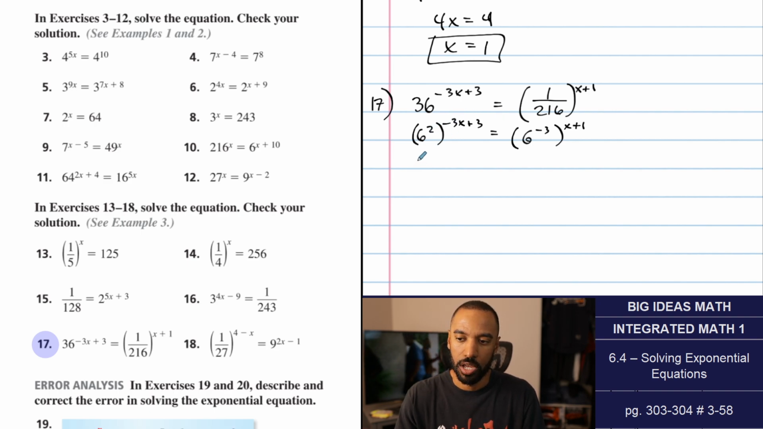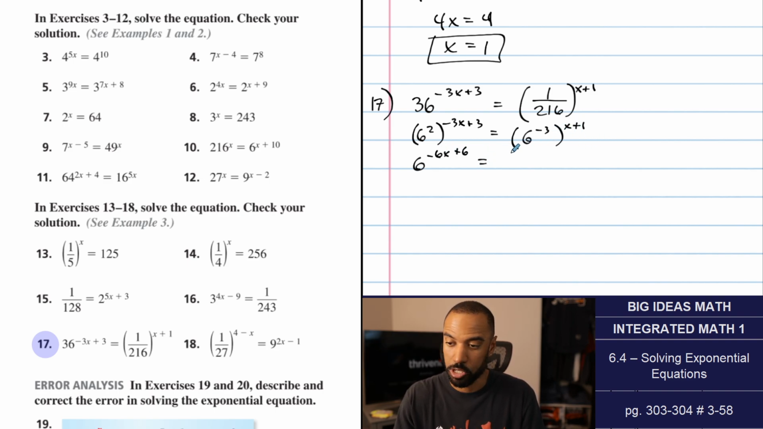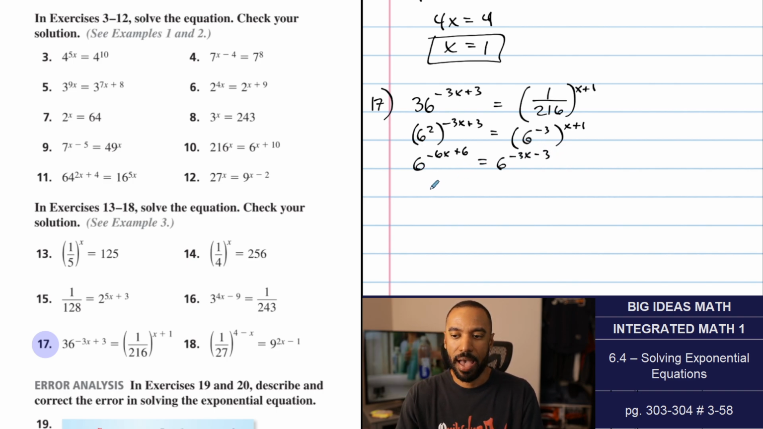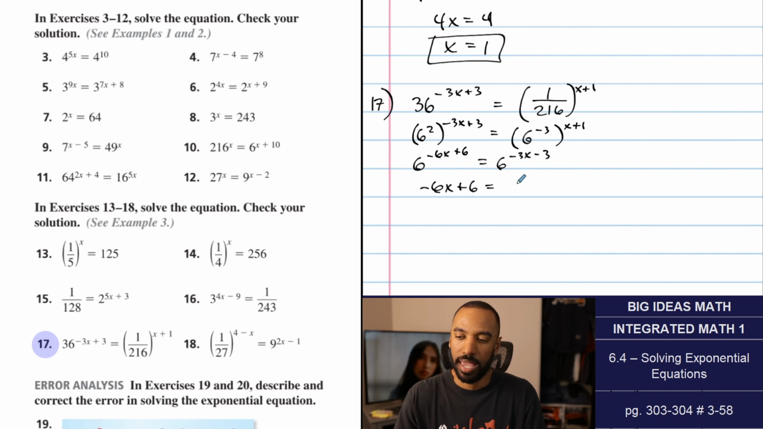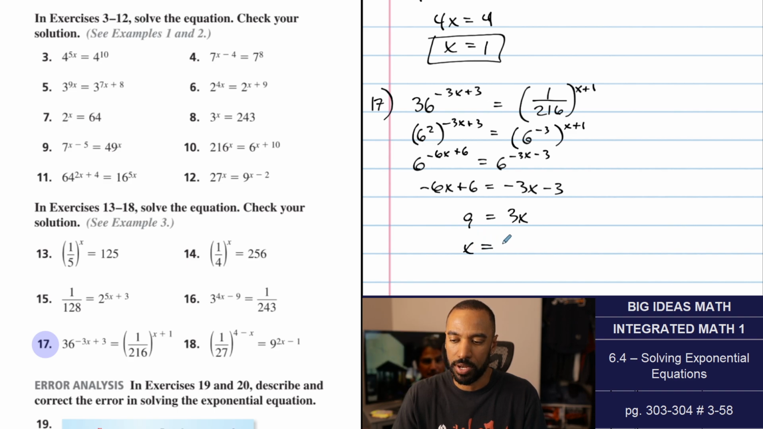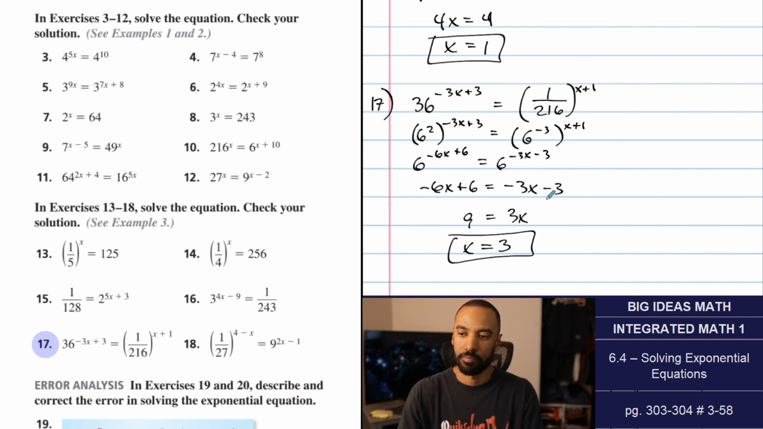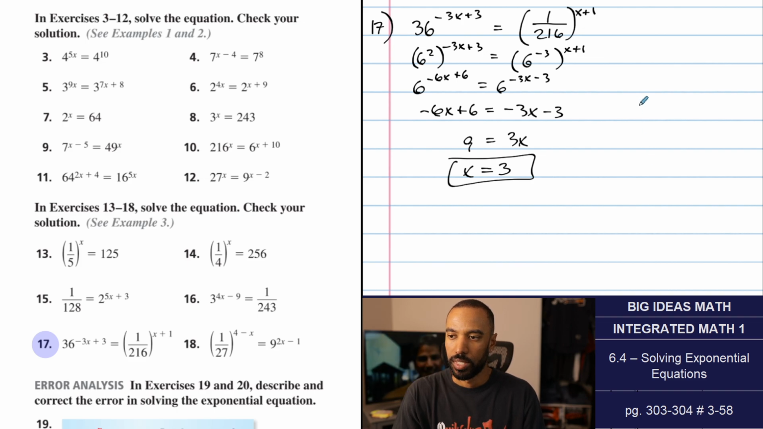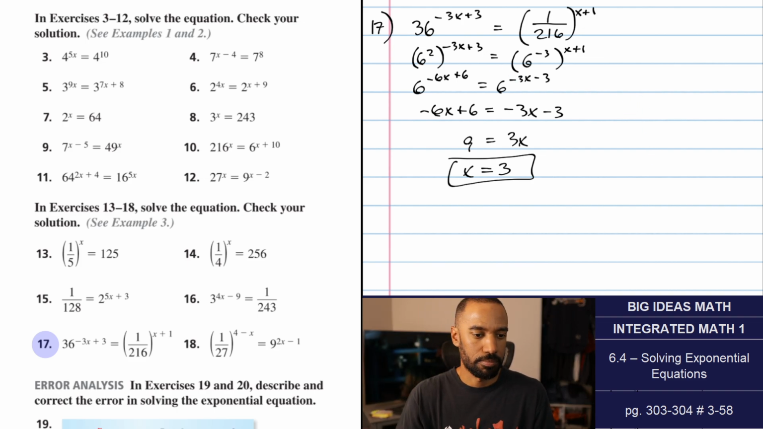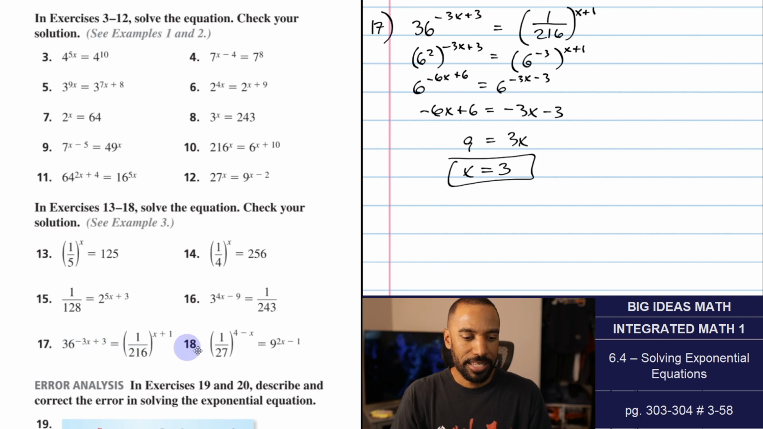And we have to do a distribution. We got to do 2 times negative 3x plus 3, so that's negative 6x plus 6. And here, negative 3 times x plus 1, that's negative 3x minus 3. So the bases match. We now set the exponents equal, and we go on our solving ways. I'll add 6x to both sides, and I'll add 3 to both sides, and I'll divide both sides by 3, and you get x equals 3. I don't know if I want to double check that. I think it's fine. Number 18.